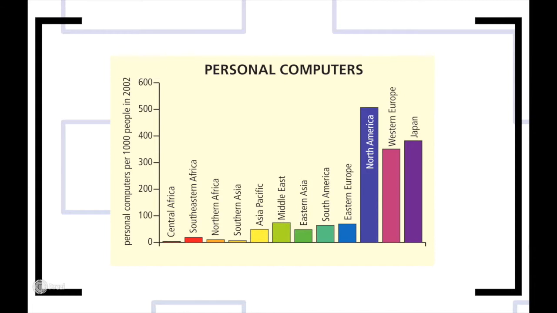Africa is at the bottom, with close to nothing, whereas areas like North America and Japan have the smallest gap. Looking closer though, you can see the amount of computers only goes up to 600. This means that these developed areas still have a digital divide of about 50%.